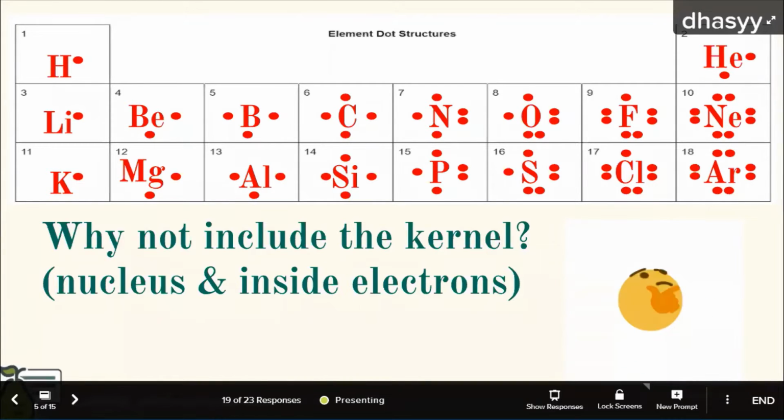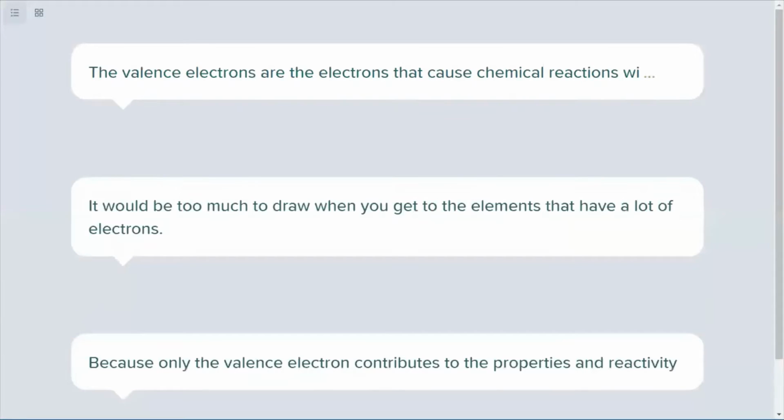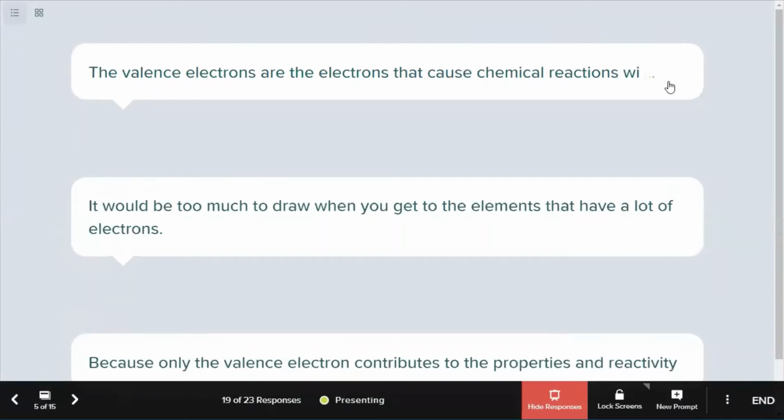Your responses. So let's look at some of these responses. First up, the valence electrons are the electrons that cause chemical reactions. This person is not done, but you're right on the money. We don't include the inner electrons because they don't participate. They are too busy shielding and being super attracted to the nucleus.